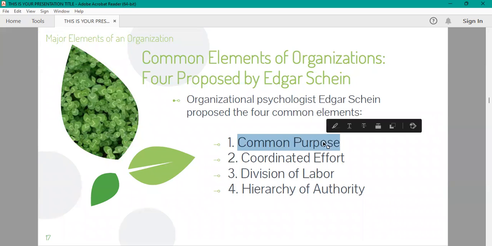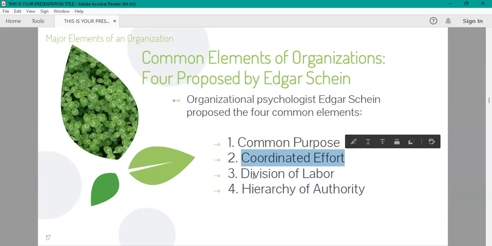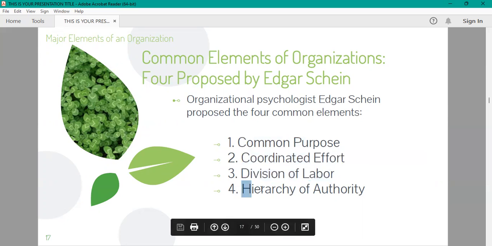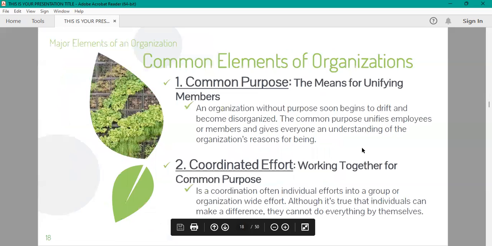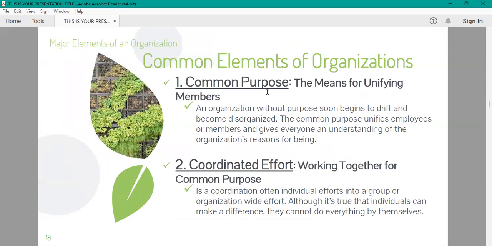So the first one, common purpose. Second, coordinated effort. Third, division of labor. And fourth would be hierarchy of authority. So let's discuss each in the next slide. So the first one, common purpose, the means for unifying members.